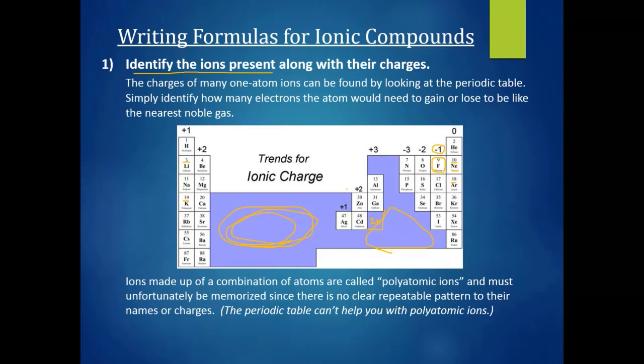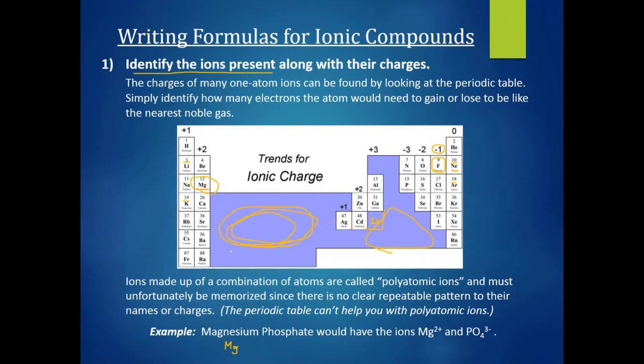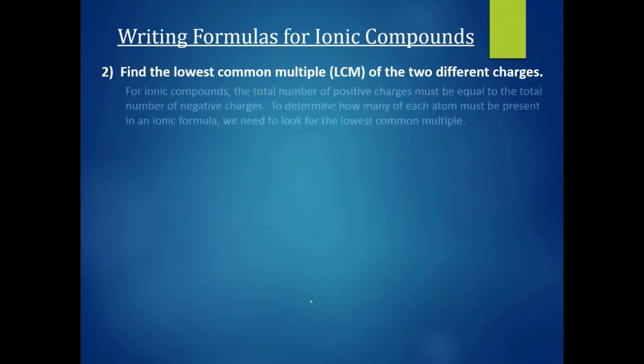Okay, so first identify the ions. For example, with the compound magnesium phosphate, I have to recognize that magnesium is going to be Mg, and that's a metal that's on the periodic table. That's going to be a +2 charge. So I'd write a 2 plus. And phosphate's a polyatomic ion, so that's one of those you have to memorize. And it just ends up being PO4 with a 3 minus charge.